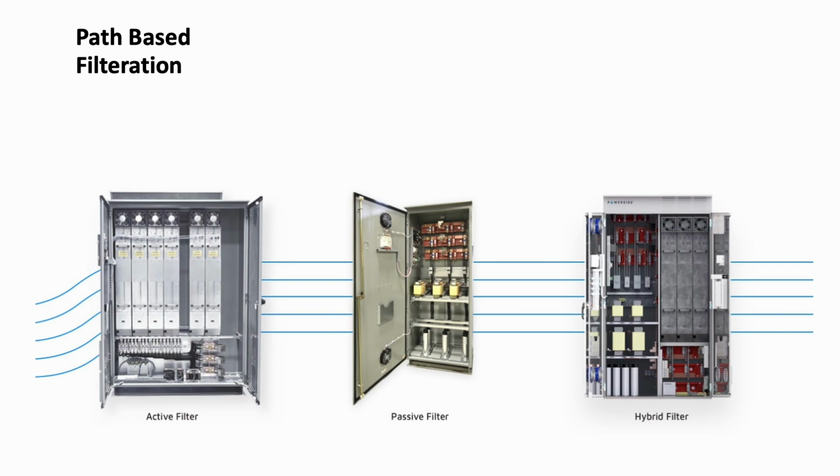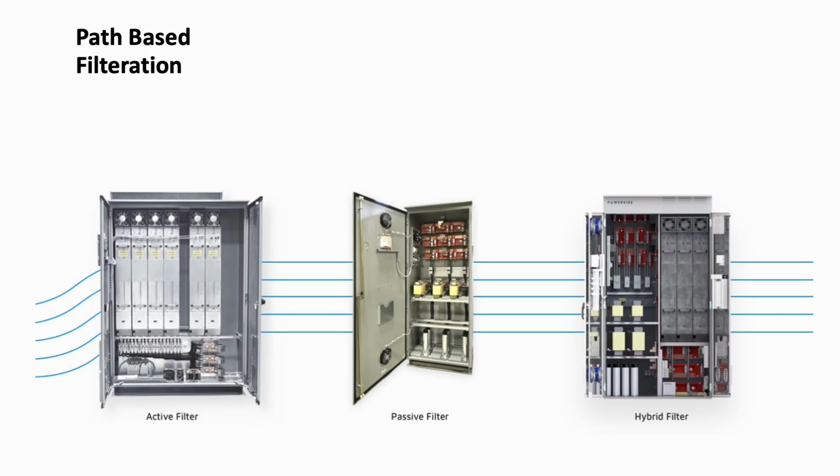Passive filters are low cost and reliable, but they have some limitations. They work best at fixed loads and can cause resonance if not designed carefully. So they are ideal for stable systems like induction furnaces and constant speed drives. Next is active filters. So active filters are more advanced.